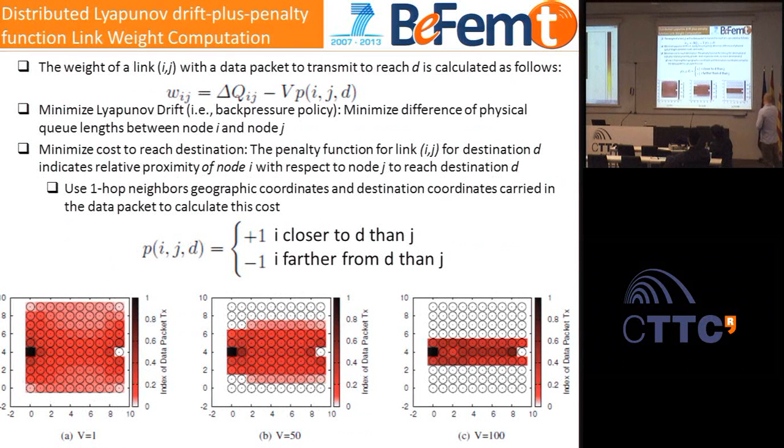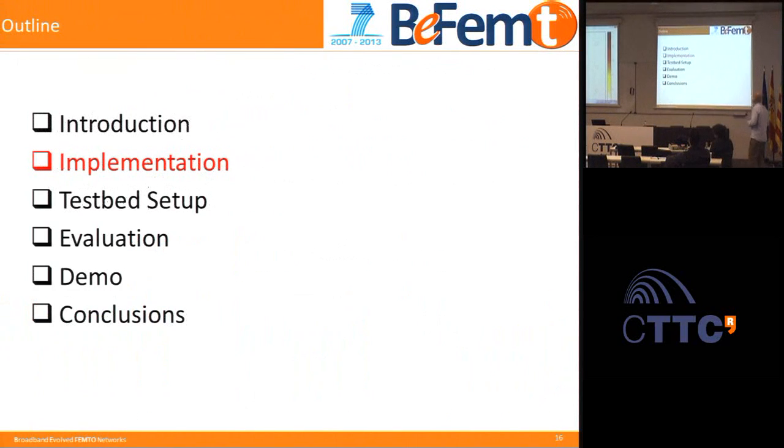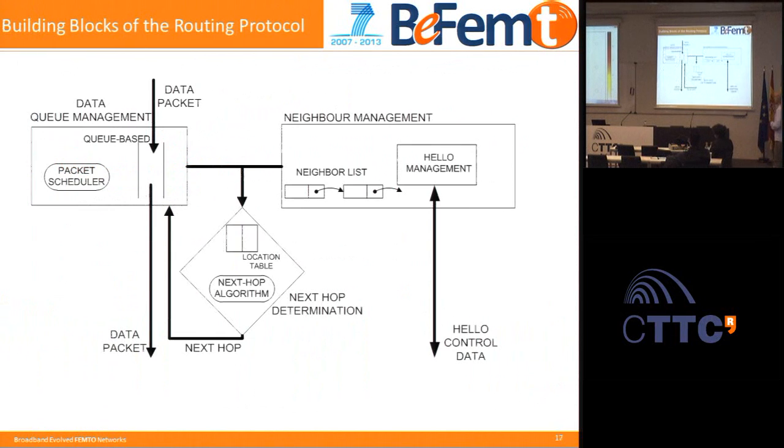Well, this is just a reminder of how the routing protocol we just explained works. I'm not going to enter into the details, so just recall that we have two components: minimization of the Lyapunov drift and minimization of the penalty function weighted by this B parameter. And let's go to the implementation details.